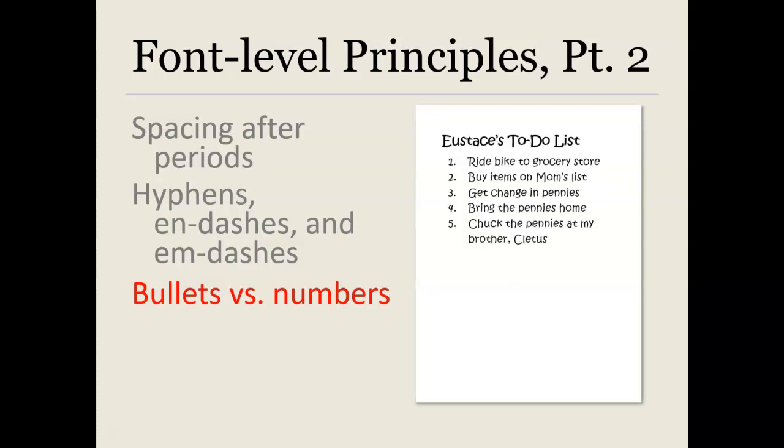How about the to-do list, though? 1, ride back to the grocery store. 2, buy Mom's list. 3, get change in pennies. 4, bring the pennies home. 5, check the pennies on my brother Cletus. Would it work to move these things around? Is this an order or a sequence, or is it a list of importance? Well, in this case, it's clearly a sequence, because if I move the things around, it won't work anymore. So therefore, this has to be a numbered list. It could not work as a bulleted list.